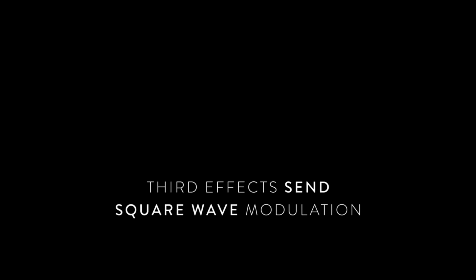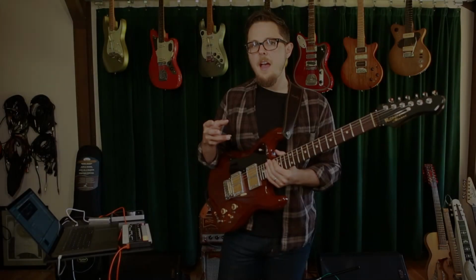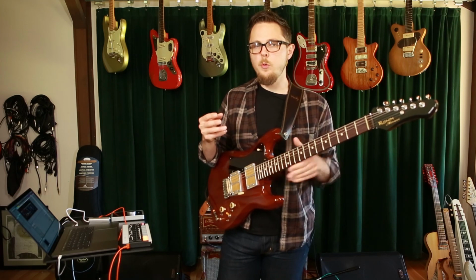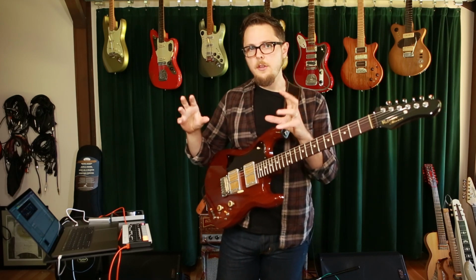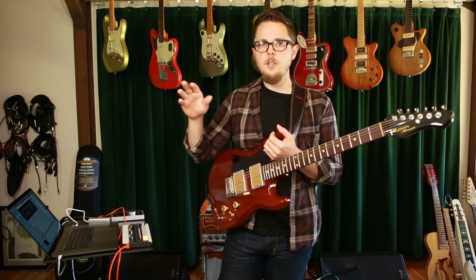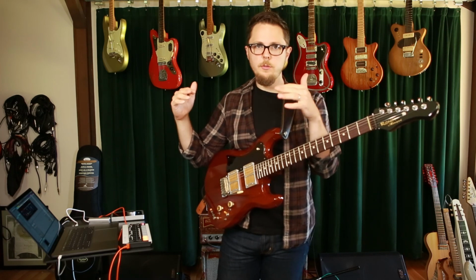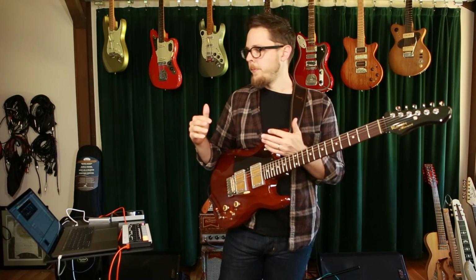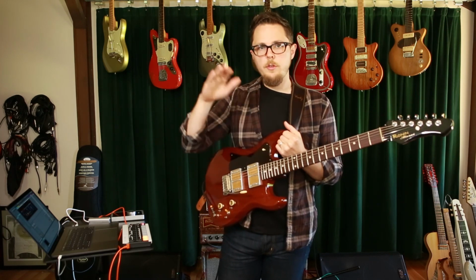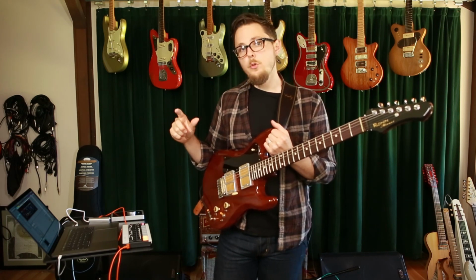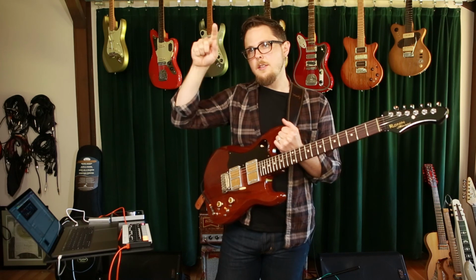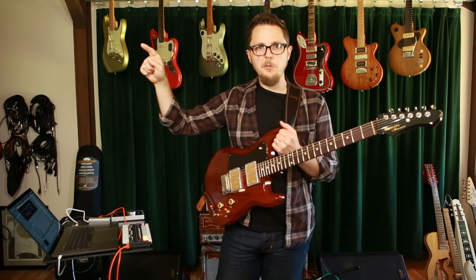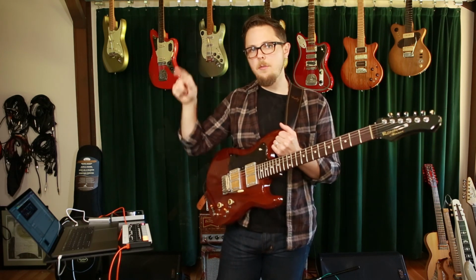On my third effects send, I like to have an effect that's doing what's called square wave modulation. So most delays have the option of modulating the delay, so it pitch shifts it a little bit and can kind of create some depth and interest. Usually they're doing that with a sine wave, but you can do it with a square wave on certain delays, which means that rather than the delay time going up and down in a smooth way, it jumps up and down.